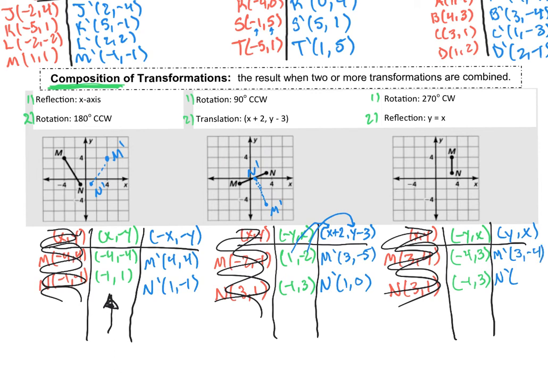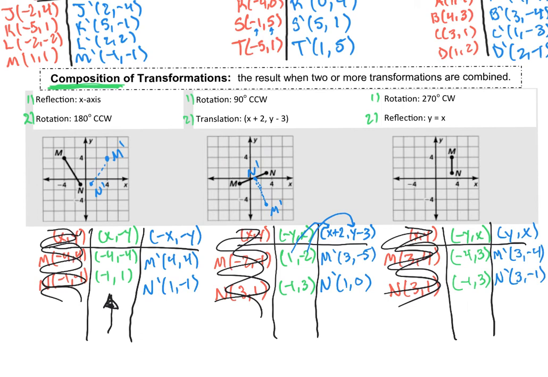And then that's for N prime. So for N prime, we're going to have the 3 comes first and negative 1 comes second, right? There's no changing of any signs because the y and the x doesn't have a negative in the rule. There's no negative sign in the rule. So we don't change the signs. All we're doing is putting the y value first, followed by the x value second.